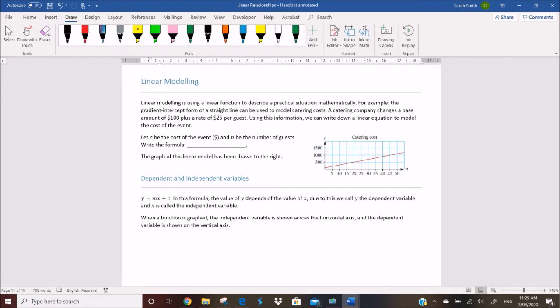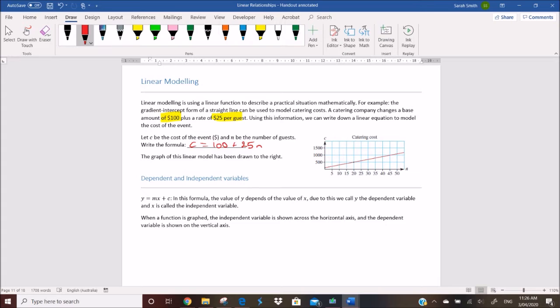Now that catering company is charging an amount of $100 plus $25 per guest. So using this information, we can actually create a linear relationship between these two variables. So we can say the total cost, or C, is going to equal $100 plus $25 per guest. So C is the cost of the event, N is the number of guests.